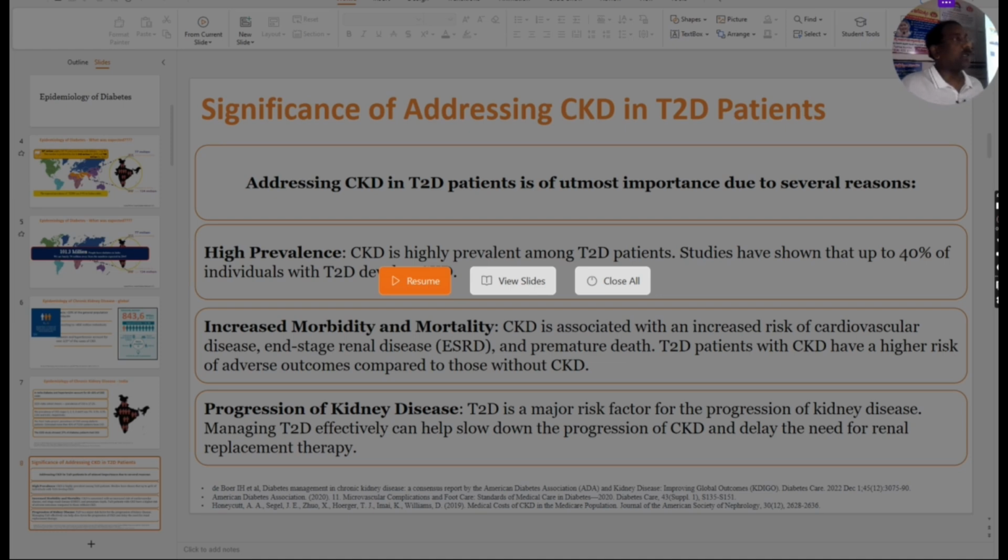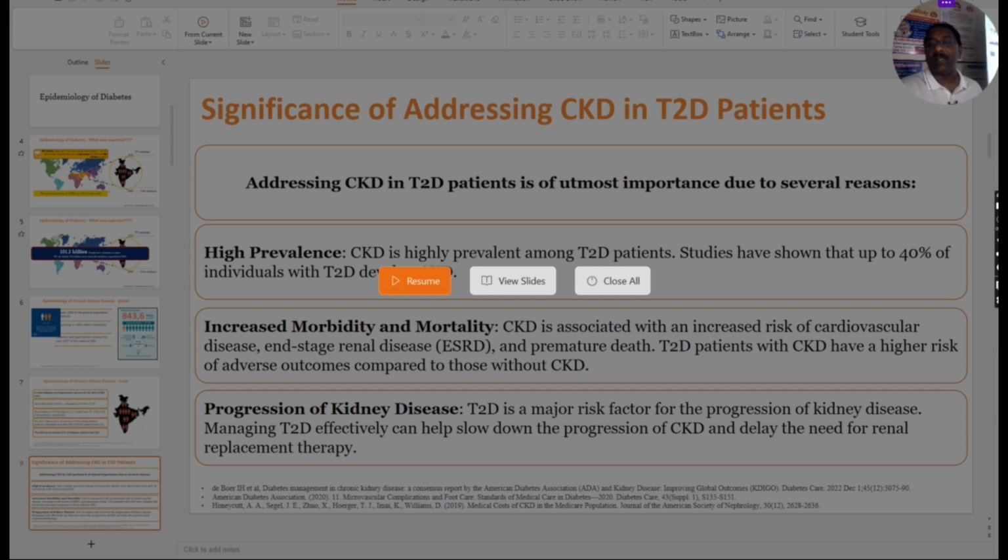See, imagine the years of life with diabetes or with hypertension. So obviously these people will have more and more complications. See, high prevalence: CKD is highly prevalent among type 2 diabetics. Studies have shown that up to 40% of individuals with type 2 diabetes have CKD or develop CKD. So increased morbidity and mortality.